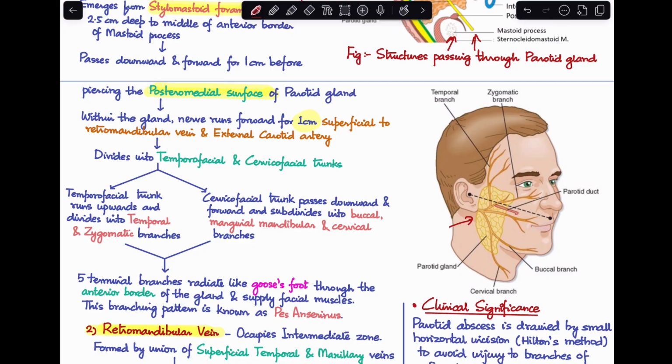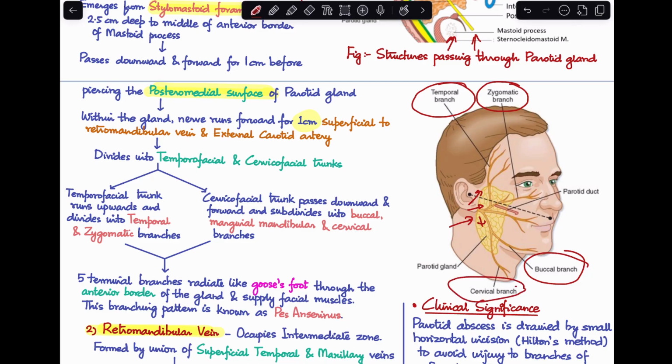And the temporofacial trunk now runs upwards. You can see here the temporofacial trunk will run upward, and it divides into two branches, the temporal branch and the zygomatic branch. Whereas the cervicofacial trunk runs downwards. And after passing downward and forward, it divides into three branches. It will form the buccal branch, the marginal mandibular branch, and the cervical branch.